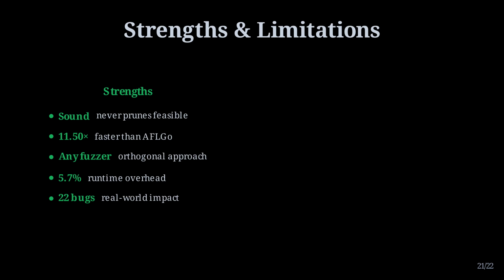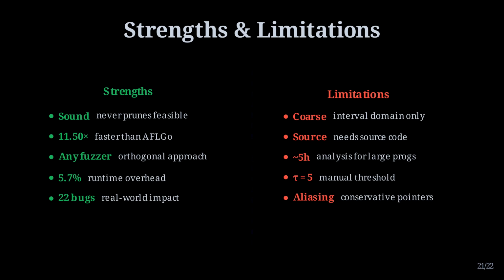That said, there are limitations worth noting. The interval domain, while cheap and practical, is inherently coarse, and a more precise abstract domain, maybe the octagon domain, for instance, or the polyhedral domain, could potentially capture more infeasible paths, but they might come at a higher cost. The paper doesn't explore that trade-off, and it would be interesting to see where the diminishing returns set in. Also, Beacon requires source code since it operates at the LLVM IR level. That means that programs available only as binaries cannot benefit from this approach. The static analysis itself can take up to 5 hours on large code bases, which might be acceptable for a multi-day fuzzing campaign, but potentially prohibitive and might be counterproductive for shorter testing windows.